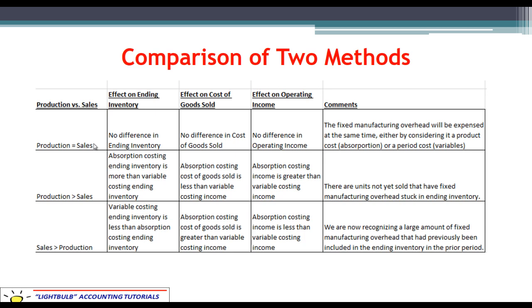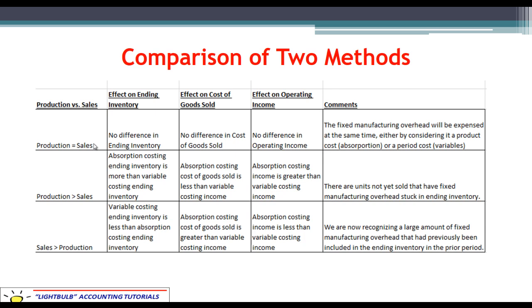Because that extra cost was stuck as an asset, our cost of goods sold is going to be less under absorption, because again, that cost is asset, not expense, compared with variable costing. Now since absorption costing has less cost of goods sold, it's going to have higher net income.